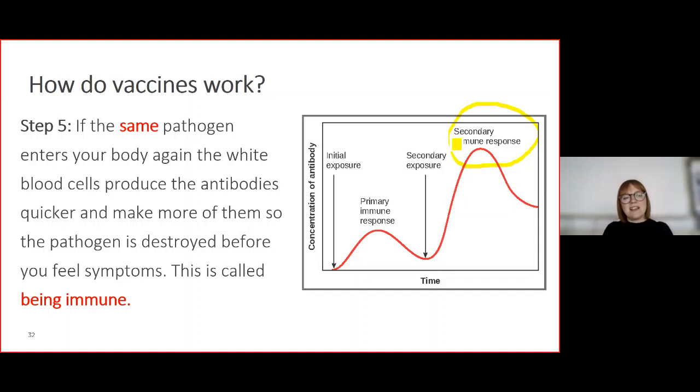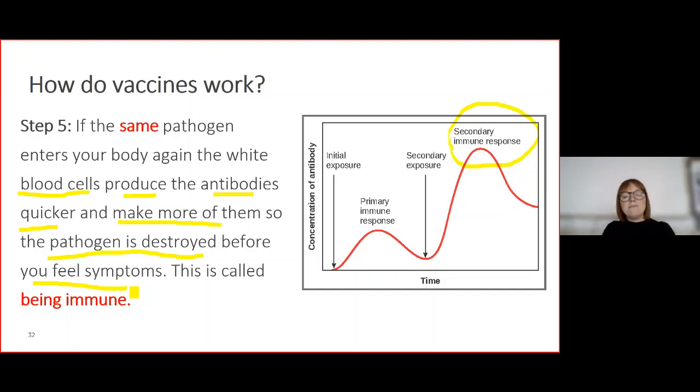Now, lots of students get a little confused with the idea of immunity, meaning that we're never going to get that disease. So just because we've had the COVID-19 vaccine doesn't mean that we are not going to get COVID-19. It just means that if we were to be infected with COVID-19, our white blood cells would be able to produce the antibodies quicker. So therefore, we can make more of them so that the pathogen is destroyed before you feel the symptoms, or you feel the symptoms so very badly.